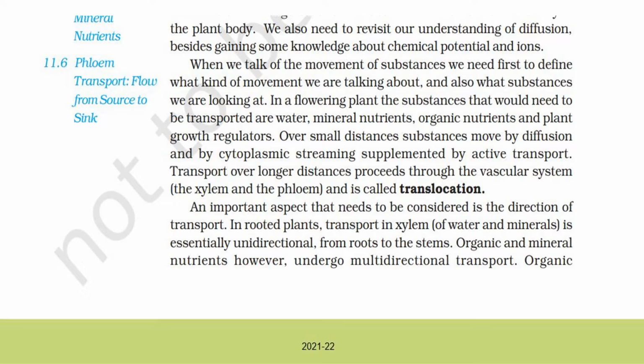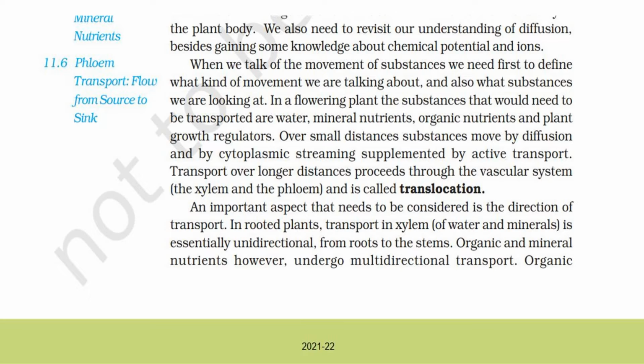When we talk of the movement of substances, we need first to define what kind of movement we are talking about, and also what substances we are looking at. In a flowering plant, the substances that would need to be transported are water, mineral nutrients, organic nutrients, and plant growth regulators. Over small distances, substances move by diffusion and by cytoplasmic streaming supplemented by active transport. Transport over longer distances proceeds through the vascular system, the xylem and the phloem, and is called translocation.